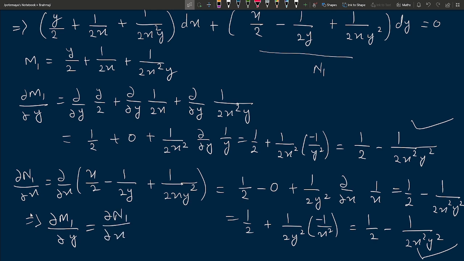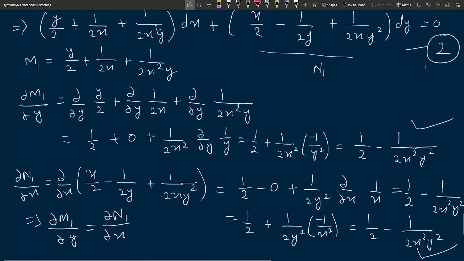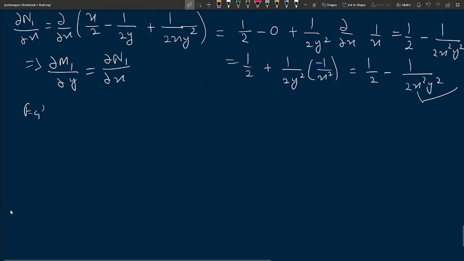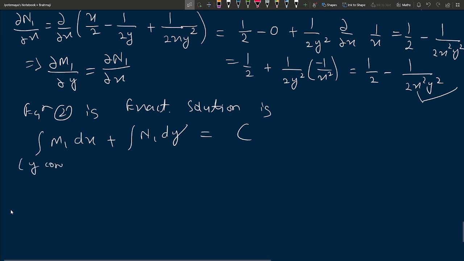So this is my new equation 2. This is exact. This is an exact differential equation. Now you can solve it by the rule you know. So you write, equation 2 is exact, and its solution is integration M1 dx plus integration N1 dy equal to c, with y constant, terms without x.